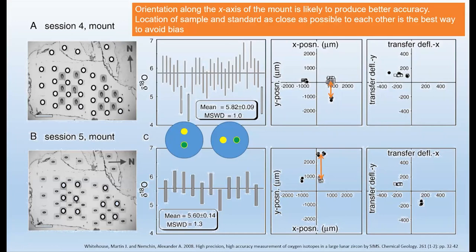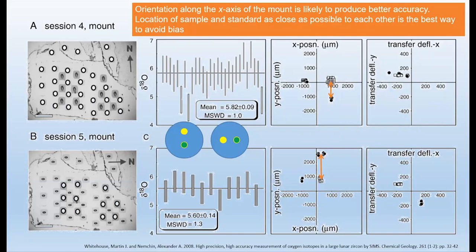Basically, where the geometry of the mount has been put in with the green dot representing the unknown material, the yellow dot representing the reference material, when the material is aligned like this, we see a larger dispersion between the reference material and the standard values, whereas in an east-west orientation, that is more minimized. The point of this is you want to minimize the distance between your reference material and your unknowns.